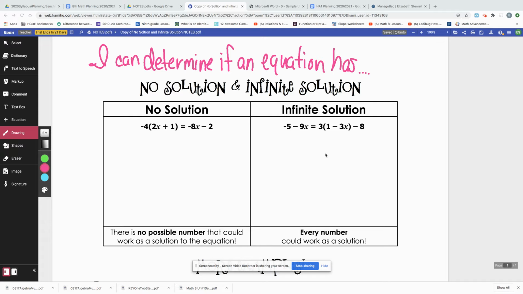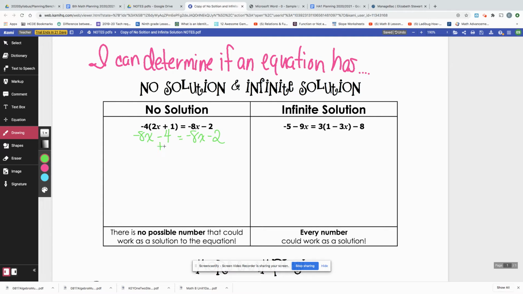Good morning, Honors Algebra. Today we are going to determine if an equation has no solution or infinite solutions. On the equation on the left, we're going to distribute -4 to 2x and -4 to 1. We notice that on both sides of the equation, there are terms with constants, -4, -2, and ones with variables.